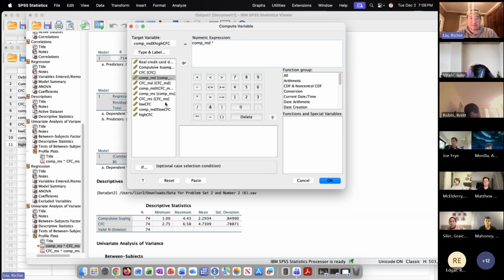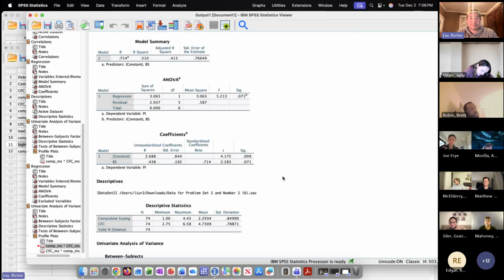Hopefully I didn't make a mistake here. I know there are a lot of steps here. Okay, so I've got four new variables I created: the low CFC slope, the interaction between low CFC and the comp mean deviated, the new variable of high CFC, and the interaction between high CFC and the compulsive buying mean deviated.